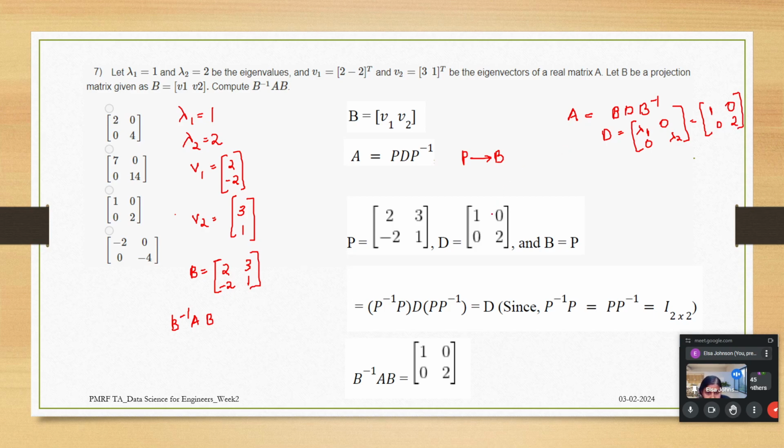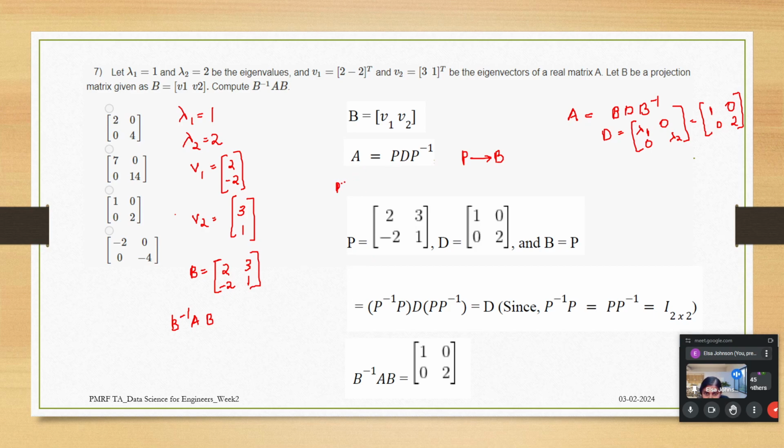So that is given. Then P equal to 2, 3, minus 2 and 1. So usually you can write it in this way, okay? If lambda 1 and lambda 2 are given and the vectors are also given, it's usually written as P, which is a combination of the eigenvectors, and D, which is the eigenvalues, and B equal to P in this particular case, okay? So A equal to P D P inverse.